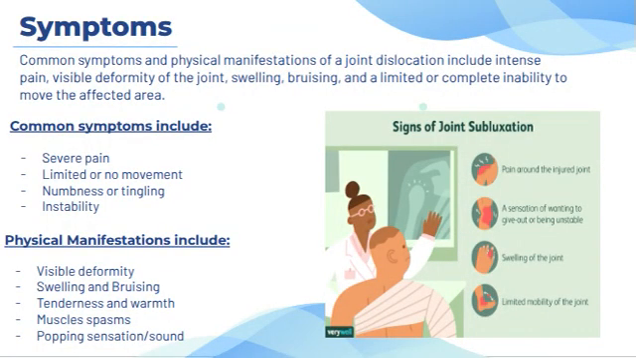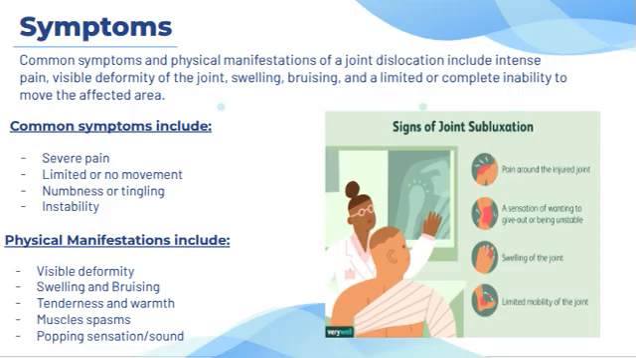So, common symptoms and physical manifestations of a joint dislocation include intense pain, visible deformity of the joint, swelling, bruising, and a limited or complete inability to move the affected area. And we're going to be talking about each of the common symptoms and physical manifestations. So, common symptoms include severe pain.